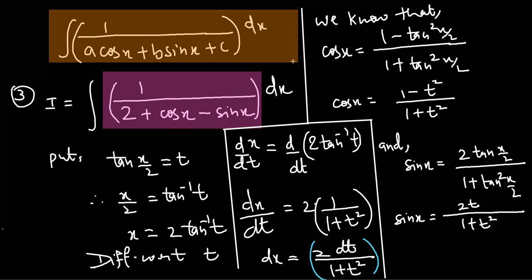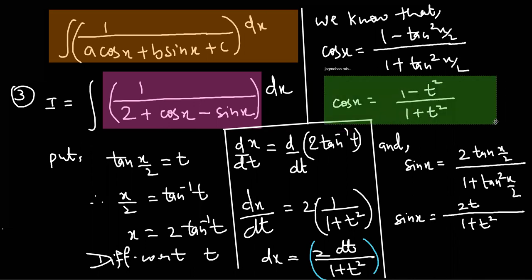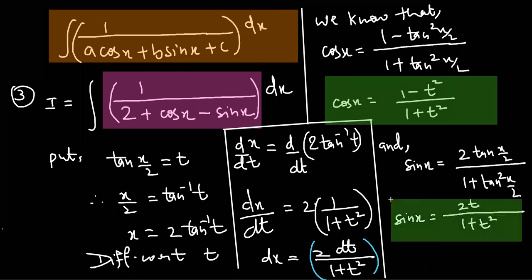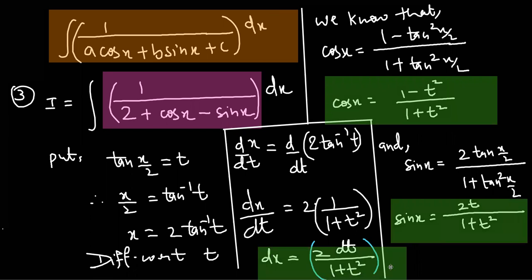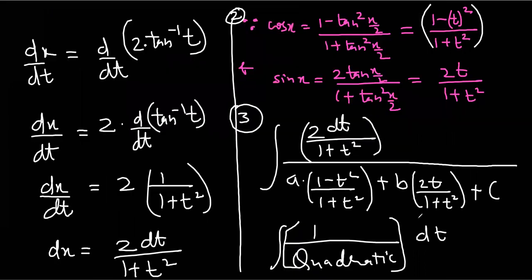For cos x, we are going to write this. For sin x, we are going to write this. And for dx, we are going to write this. Okay. Now when you use these three things, you will get the new integral in t. Okay, so let's begin. I equals integral 1 dx. So what will I get?